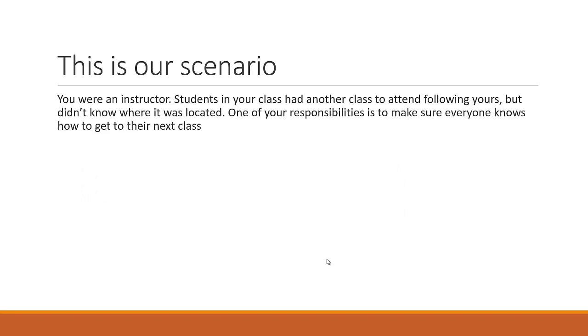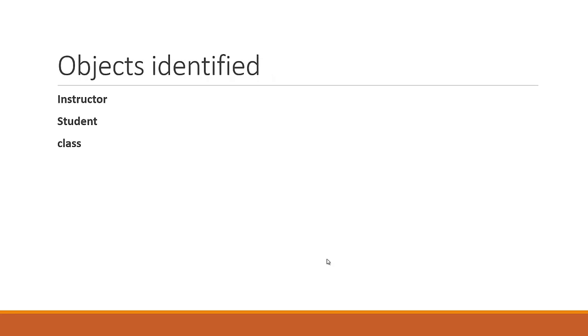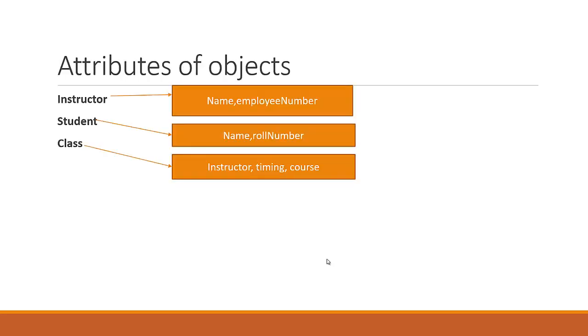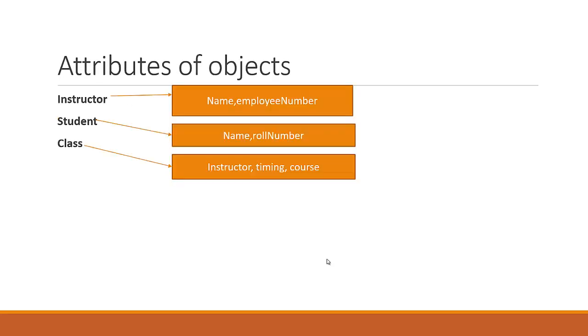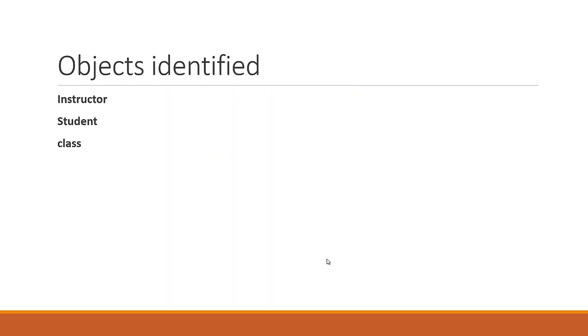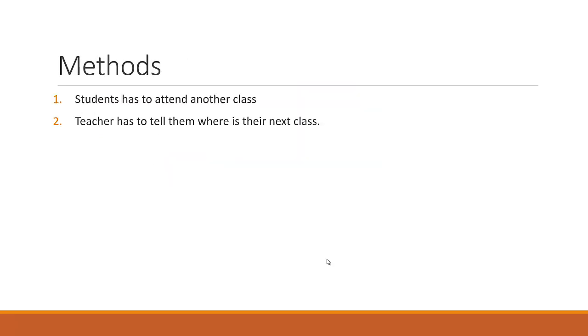This was our scenario that we used in our previous two lectures, and these were the objects that we identified from this one scenario. These are the attributes that we assumed ourselves based on the situation of the scenario. Then these are the methods that we extracted from the scenario using the noun phrase methodology. These are the two methods: a student has to attend another class, and the teacher has to tell them where their next class is.